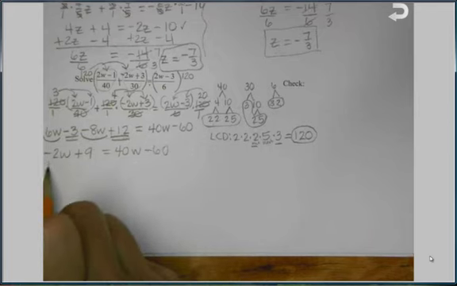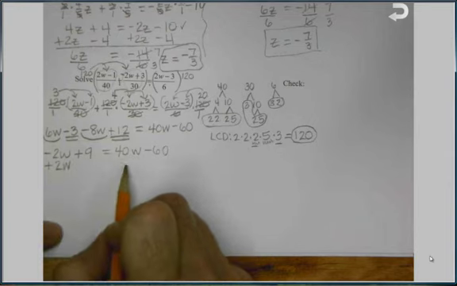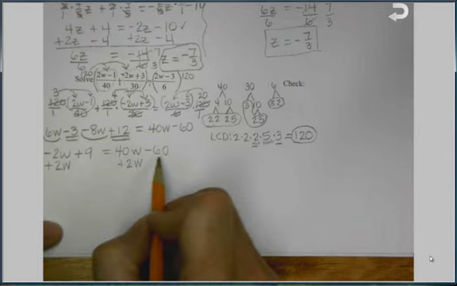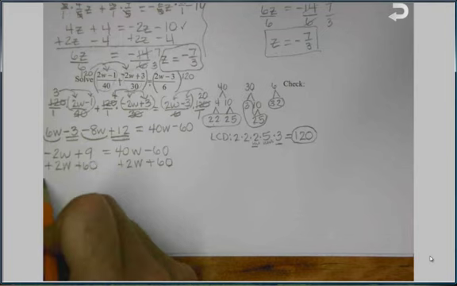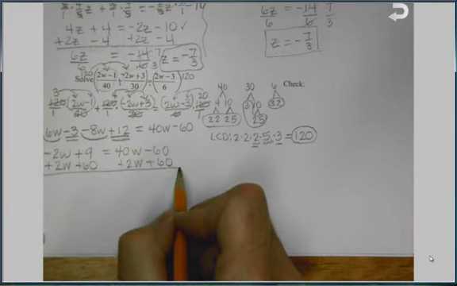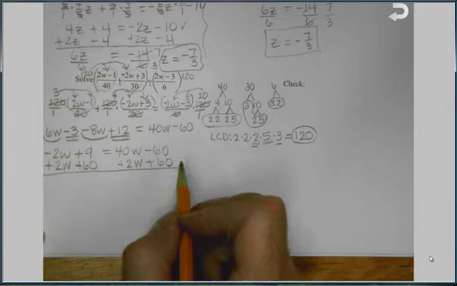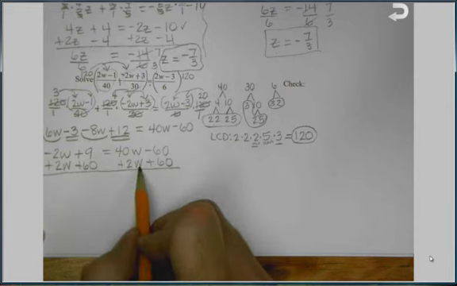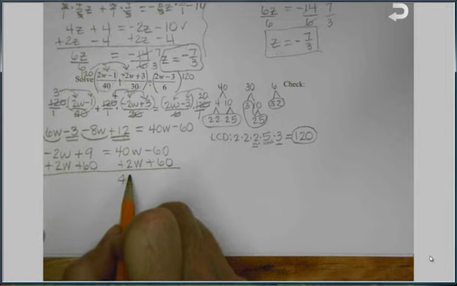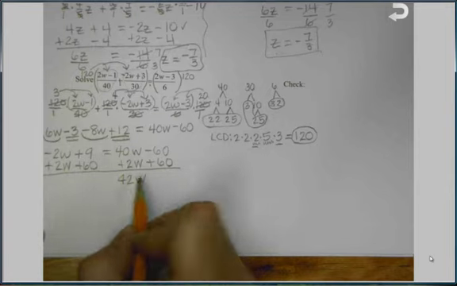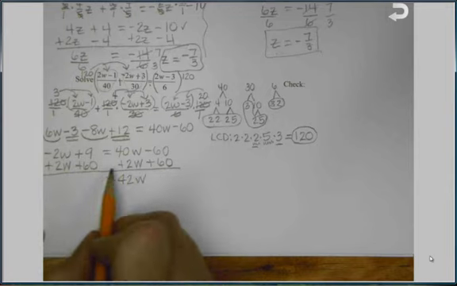Now I can add 2w to both sides and add 60 to both sides. And I'm doing it kind of backwards from how I usually do because I can see that my w's will come out positive if I move them to the right. It doesn't matter, it'll work out the same if you do it to the left. You'll just have a negative and it'll have to divide out in the end.